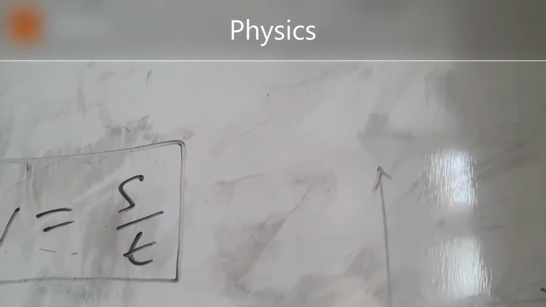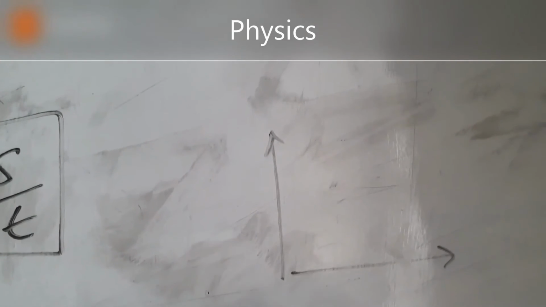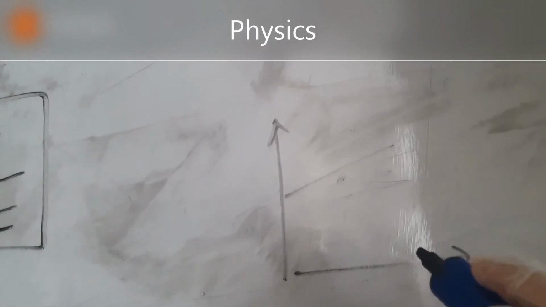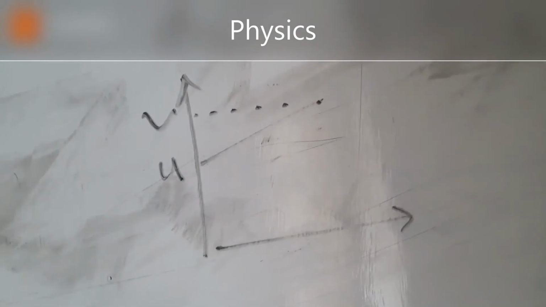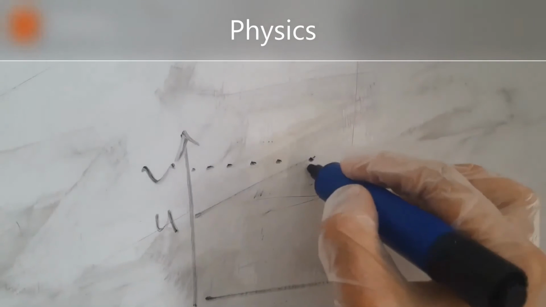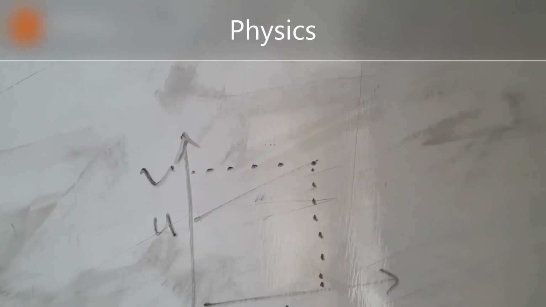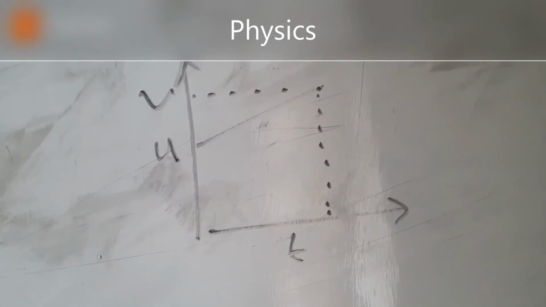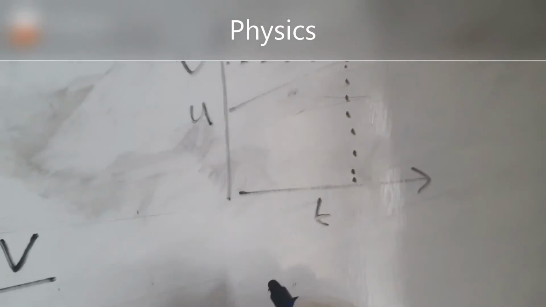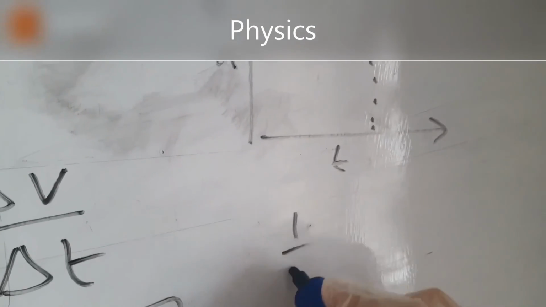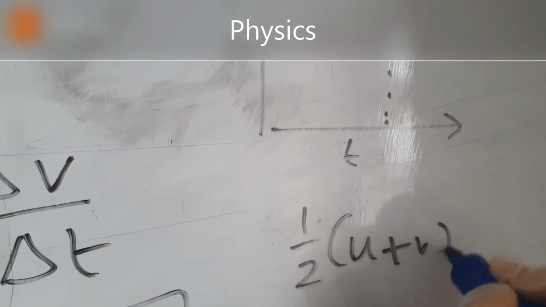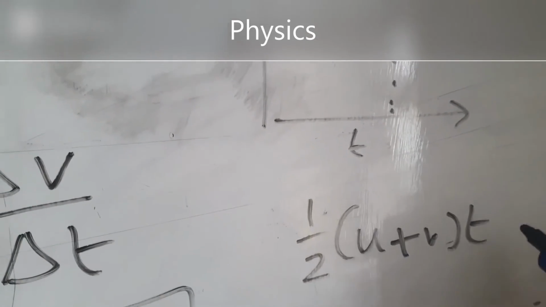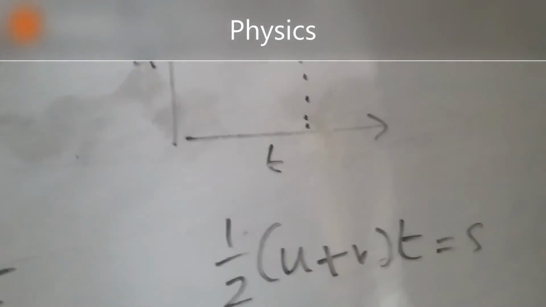This is a speed time graph. If you have the initial speed u, increasing with uniform acceleration, and ending with a final speed v, the area under the speed time graph would be the distance travelled, or displacement. This is the area of a trapezium. The parallel sides are u and v, so you find the average of those two times t, and you get the distance. So half brackets u plus v times t equals s.